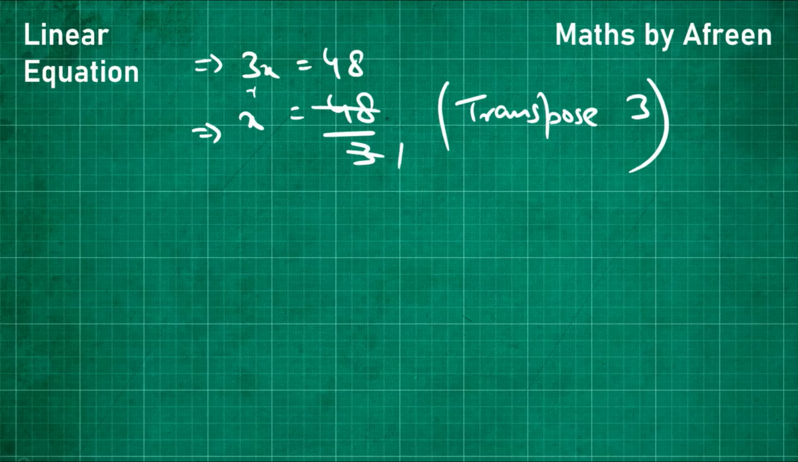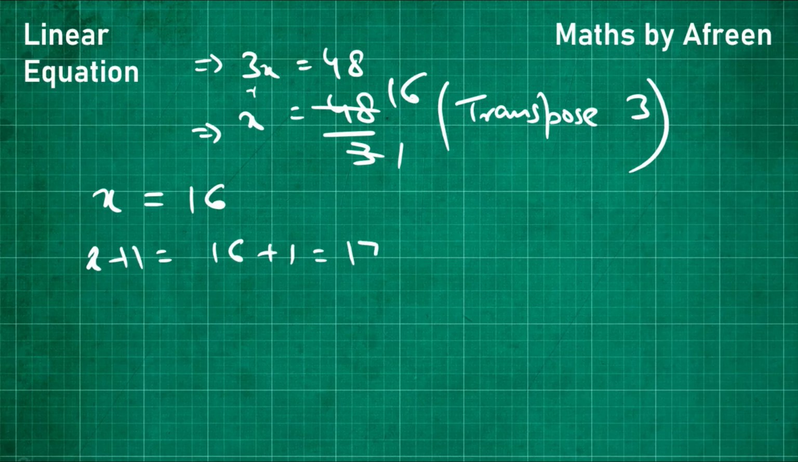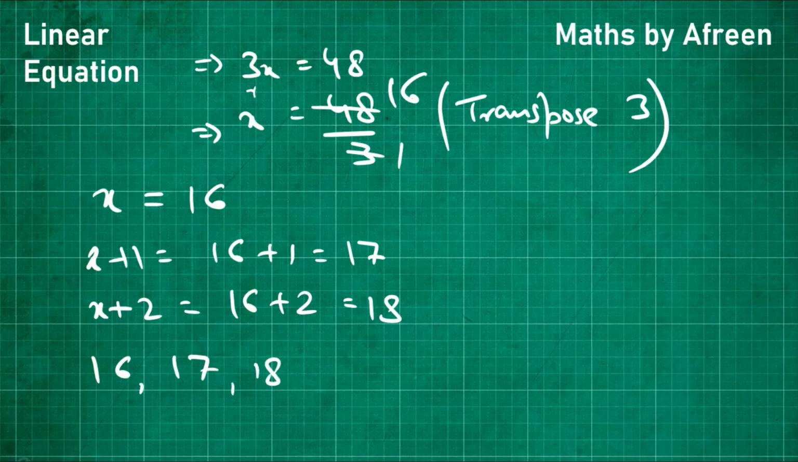3 ones are 3, 3 sixes are 18, so 16. So the first integer, that was x, is now 16. We will find the next integer x plus 1, that is 16 plus 1, which is 17. And the third integer was x plus 2, that means 16 plus 2, which is 18. So we got three integers, 16, 17 and 18.